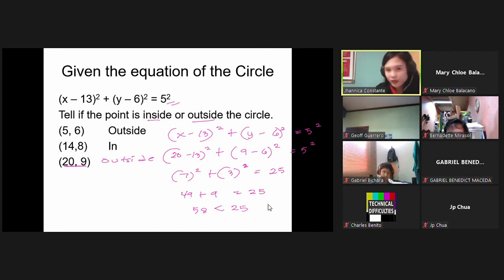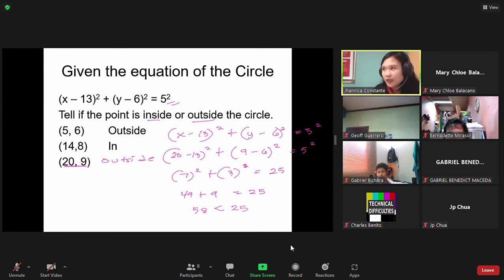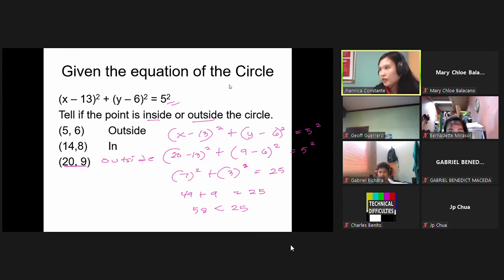Okay. Let's have another example for identifying if the given point is in what position of our circle. Can I clear the screen with this example?